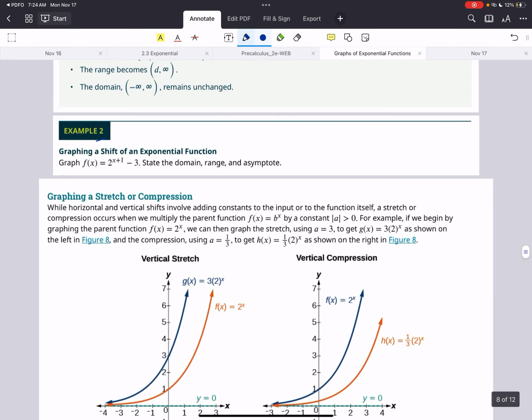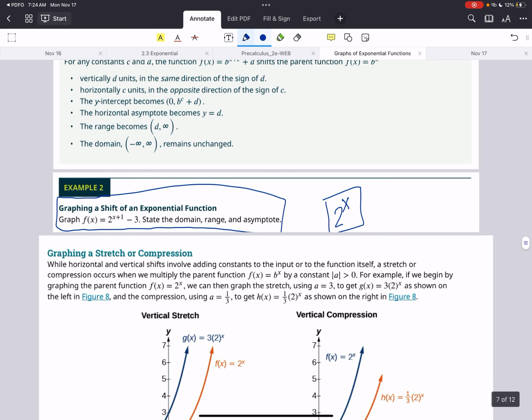Now, have a look at this function. It's 2 to the power of x + 1, minus 3. What happened in this case? Well, it was first 2 to the power of x, right? I suggest you graph this and then move it to the right or to the left, and then move it downwards or upwards, and then determine the domain, range, and asymptote. Try and solve this, please.